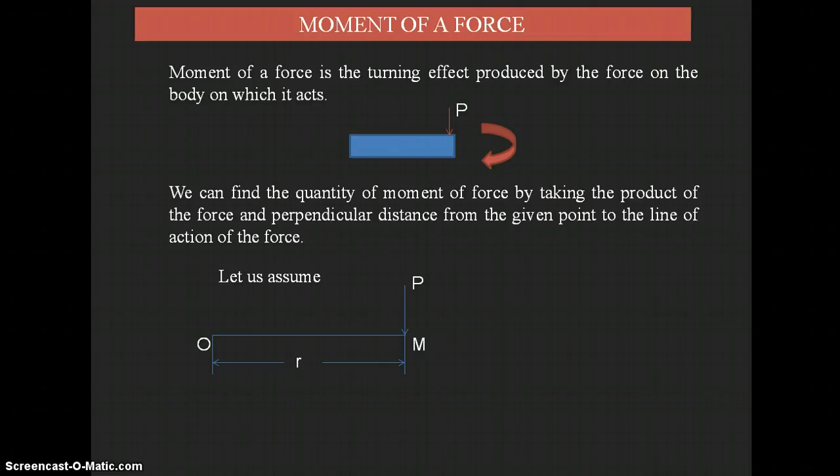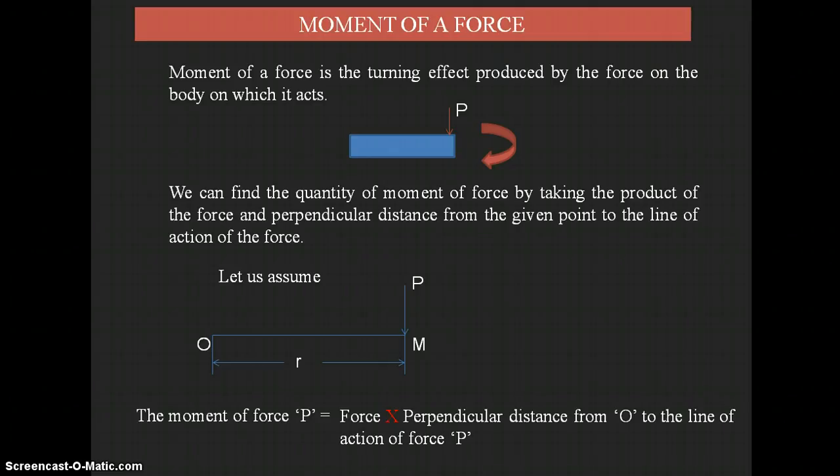We can find it by the formula, that is, the product of the force and the perpendicular distance from the point. Any point means here we consider O, because the distance was taken from O. This R is the perpendicular distance to the line of action of the force. So the moment of force is the product of the force and the perpendicular distance from O to the line of action of the force. The force is P and the perpendicular distance from the point O to the line of action is R, so finally we can write it as P into R.